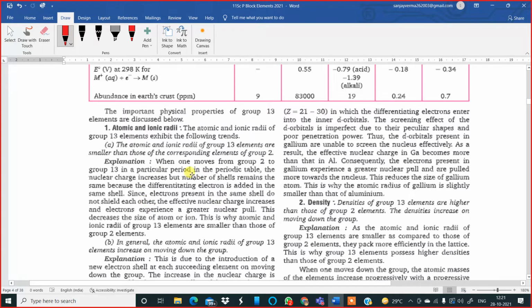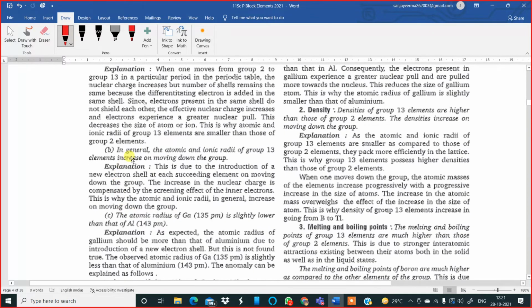Effective nuclear charge is becoming higher. So please read through this. It is very easy, not so difficult. Then, in general, the atomic and ionic radii of group 13 elements increase on moving down the group. The reason is given over here. This is because of the introduction of a new electron shell at each succeeding element on moving down the group. The increase in the nuclear charge is compensated by whom? By the screening effect of the inner electrons. This is why the atomic and ionic radii in general increase on moving down the group.